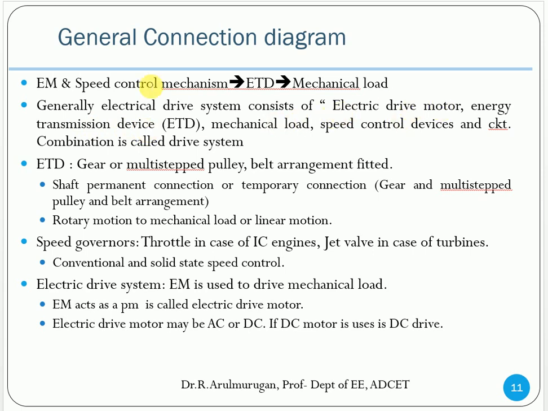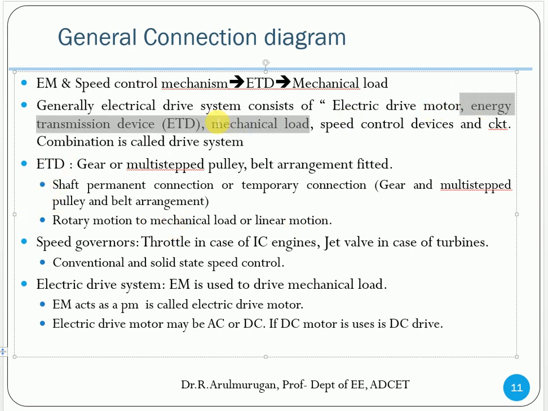So electrical drive systems: the energy transmission device and the mechanical load. This combination is called the drive system. What does a drive system mean? These are the combinations. I already said the energy transmission device is nothing but a gear, multi-stepped pulley method, belt arrangement method, or differential method.